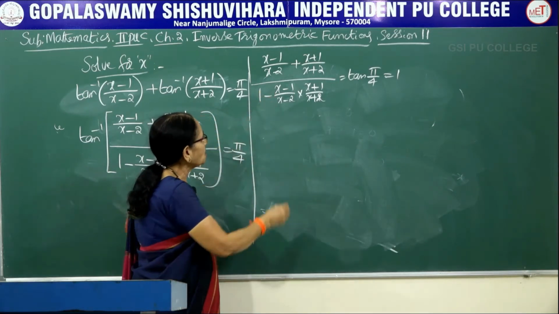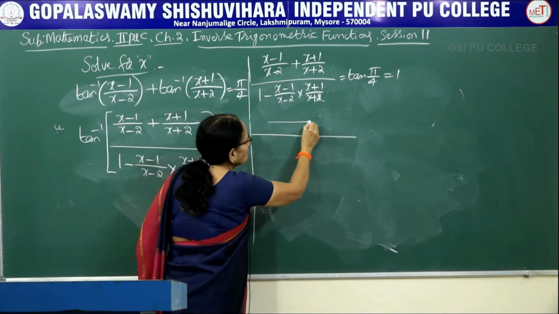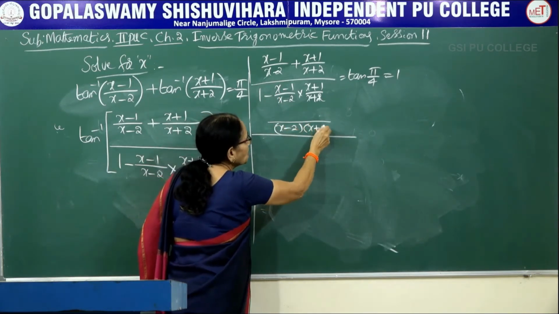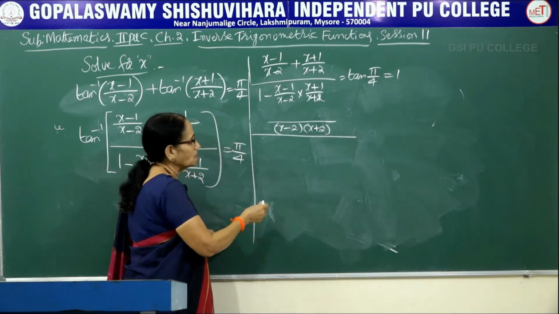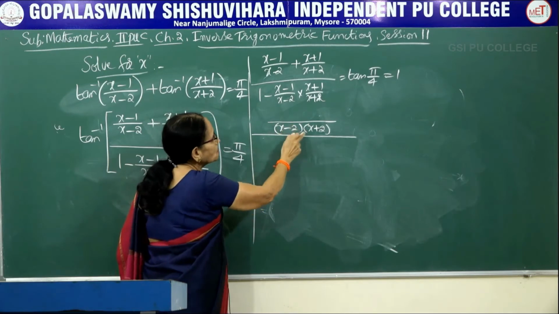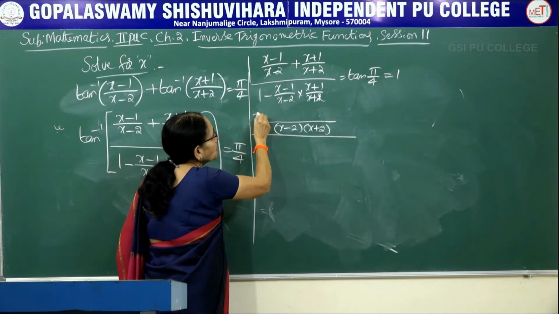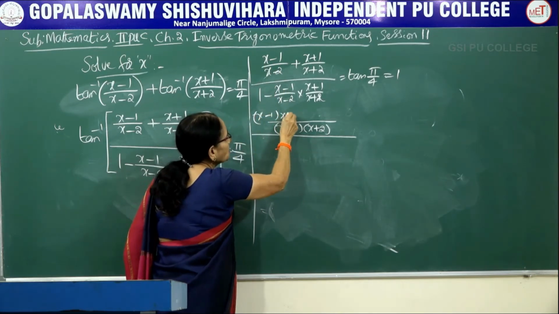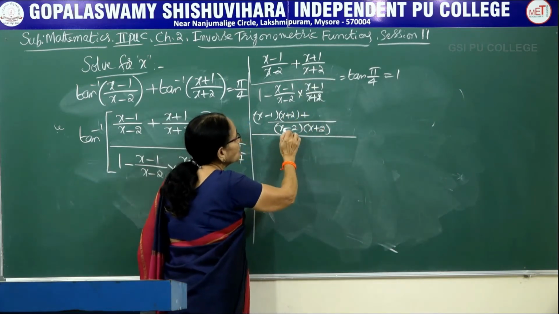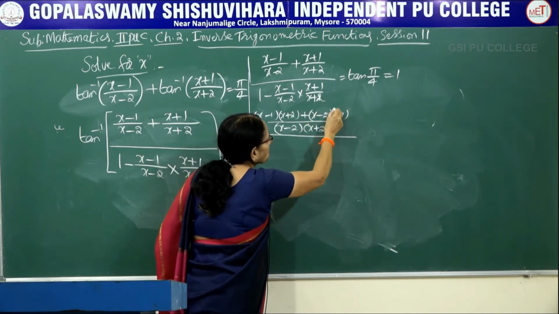Now on the left hand side we have to take the LCM for both the numerator and denominator. The LCM is the product of the denominators, because we have two different denominators: (x − 2)(x + 2). The procedure: divide the LCM by this denominator, this gets cancelled, leaving (x + 2) into the corresponding numerator, (x − 1)(x + 2). Applying the same procedure, this is cancelled, (x − 2) into the corresponding numerator, (x + 1).